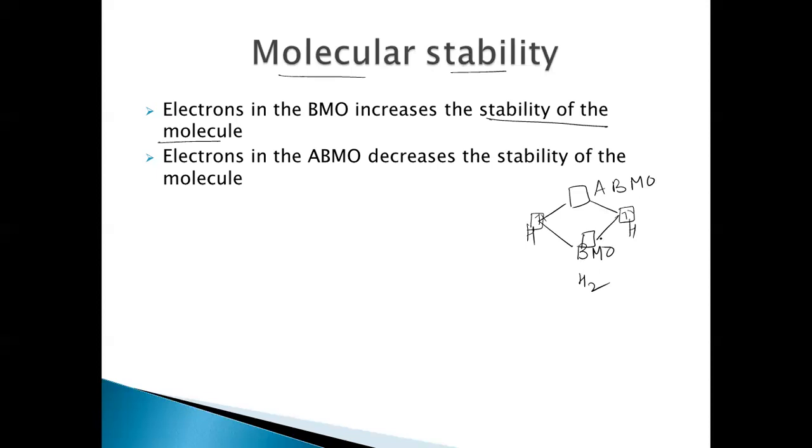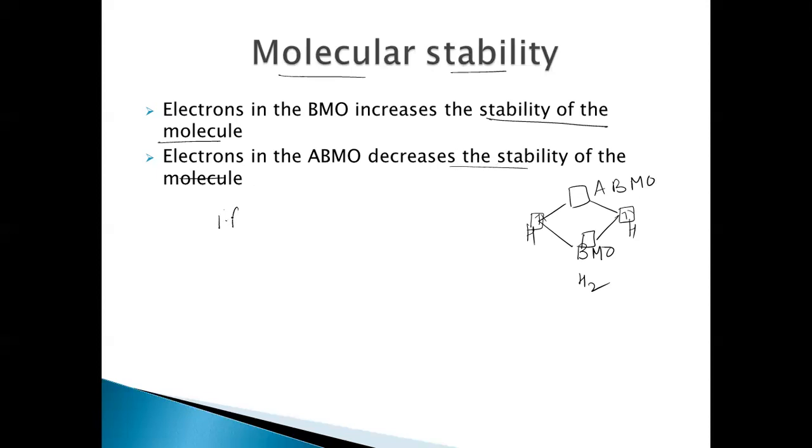On the other hand, the electron entering into the anti-bonding molecular orbital will increase the energy of the system. You can see that this anti-bonding molecular orbital is higher in energy when compared to either of the two atomic orbitals. So the electron which enters into this ABMO will definitely increase the energy of the system, thereby lowering the stability of the molecule.